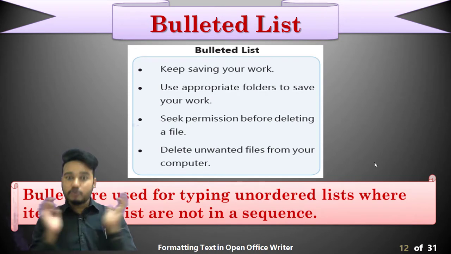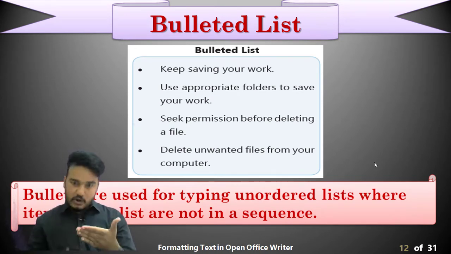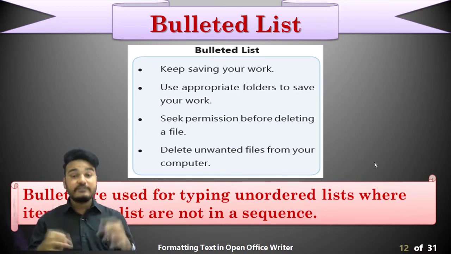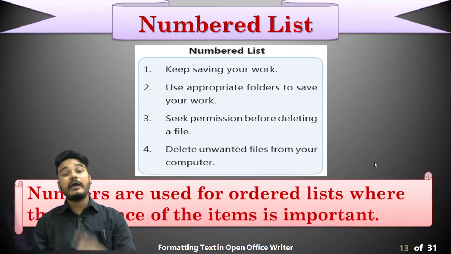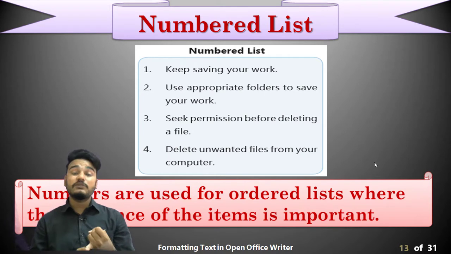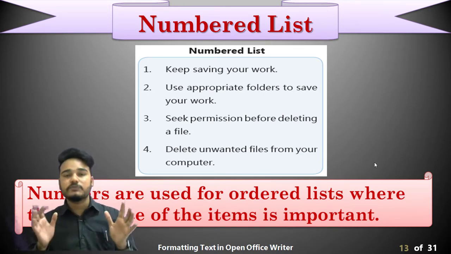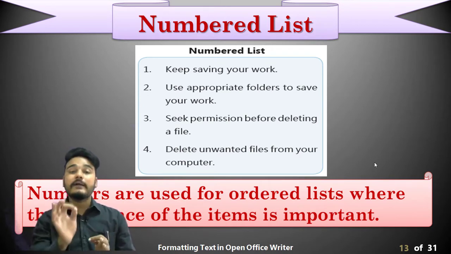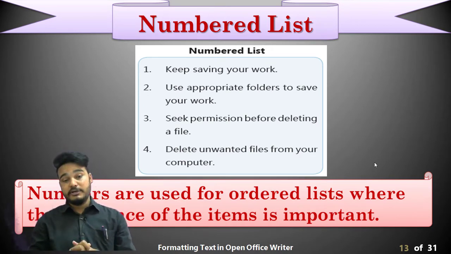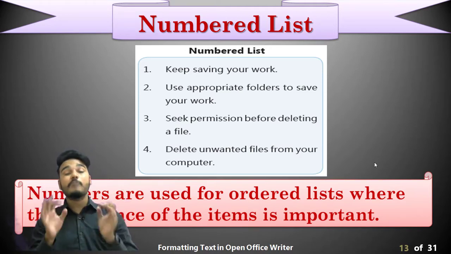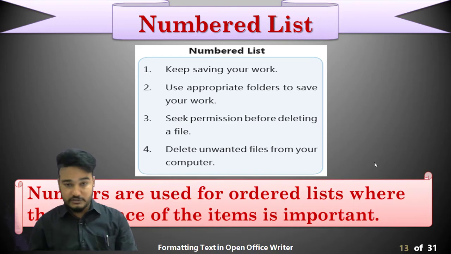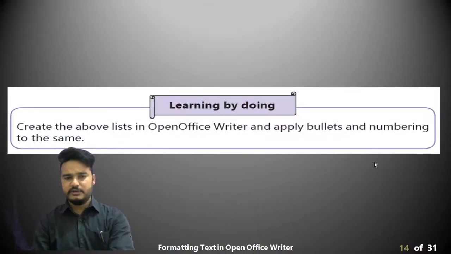जहाँ पे आपको एक्चुअल सीक्वेंस की जरूरत नहीं है, एक्चुअल पूरा ऑर्डर की जरूरत नहीं है, वहां पे we can use bulleted list. Understood? Okay. And numbered list, where you want all those things should be in proper sequence, proper order, that time you will use numbered list. So numbers are used for ordered list where the sequence of the item is important. Understood? Bullets and numbering. Now how to apply that bullets and numbering?